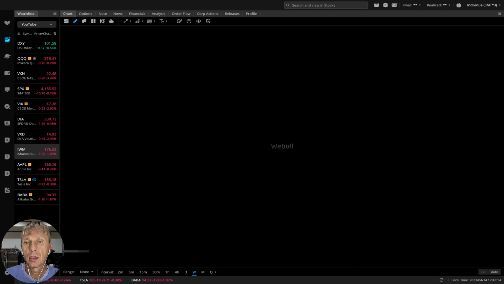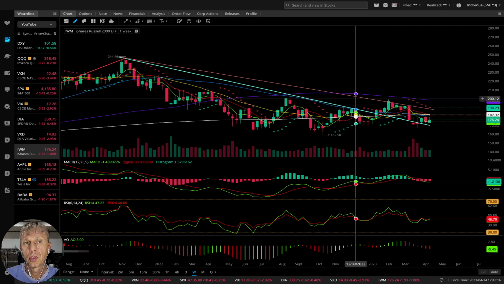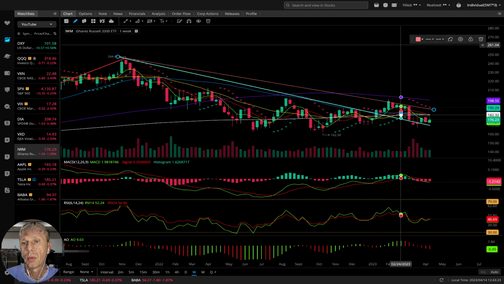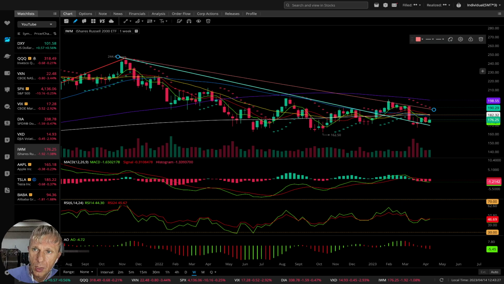Let's see on the weekly time frame. Similar two trend lines started from the top of the market. Bars still dancing between these two major trend lines.